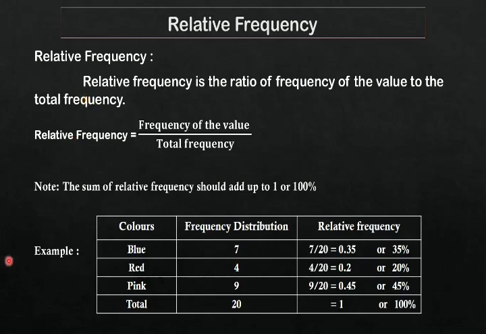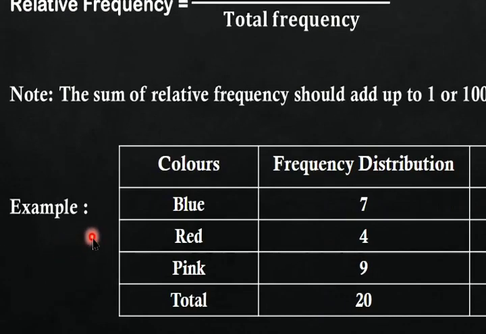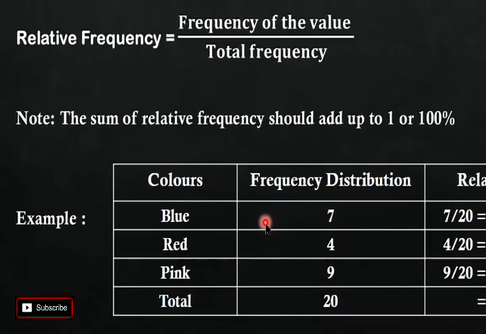Here below you can see one example. In that example, the first column has colors: blue, red, and pink, and we also have the frequency. In the second column we have the frequency distribution. But we do not know the exact answer of how much every color contributes. So to calculate this, we study relative frequency.